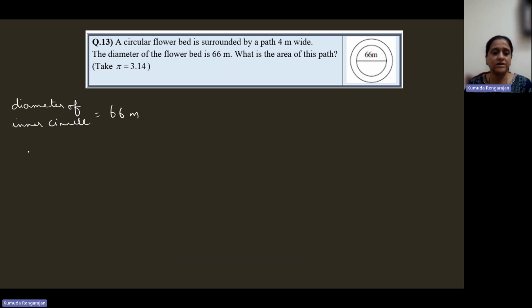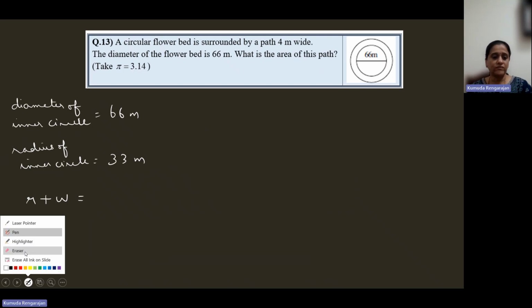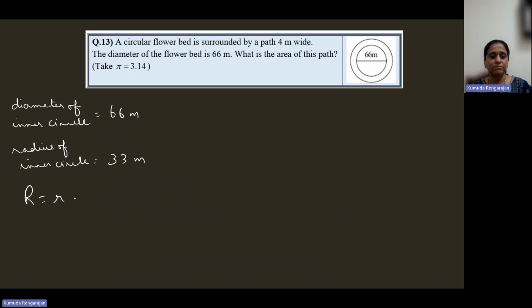66 meters. So what's the radius? Radius of inner circle is equal to 33 meters. Now what do you know? You know that the inner radius plus the width is equal to the outer radius. How do you find the outer radius? Outer radius is equal to inner radius plus the width. So inner radius is 33 plus the width is 4. So the outer radius is 37 meters.